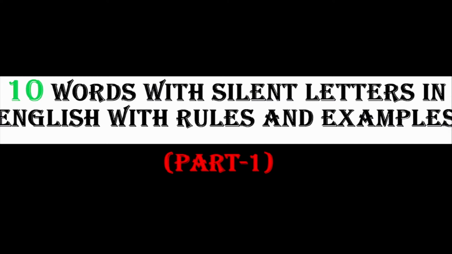There are numerous words with silent letters in the English language. Let's first go over the letters that are rarely, if ever, silent. These are F, Q, R, V, and Y. And in British English, there can be some silent R's, but that's a matter of dialect. So, if there are 5 letters that are not silent, then we can say that there are 21 silent letters in English. So, without any further delay, let's look at the 10 words with silent letters in English with rules and examples.